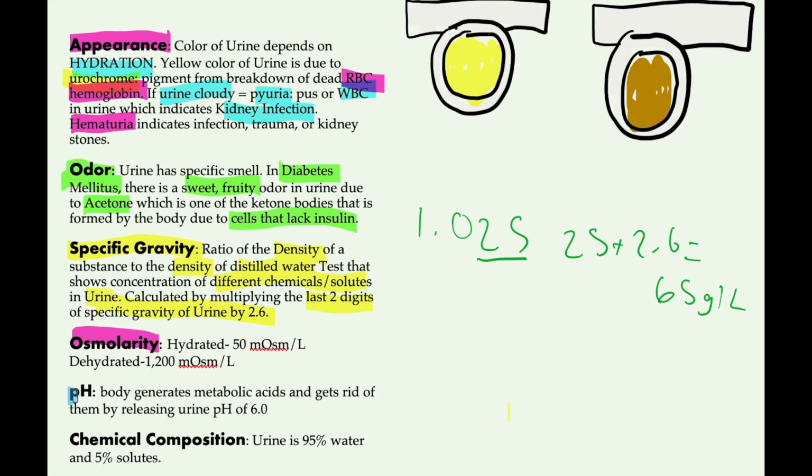Now let's talk about pH. Now the body generates metabolic acids and gets rid of them by releasing urine with a pH of 6.0. Finally, we have chemical composition. Now urine is 95% water and 5% solutes. That's all you need to know for composition and properties of urine.